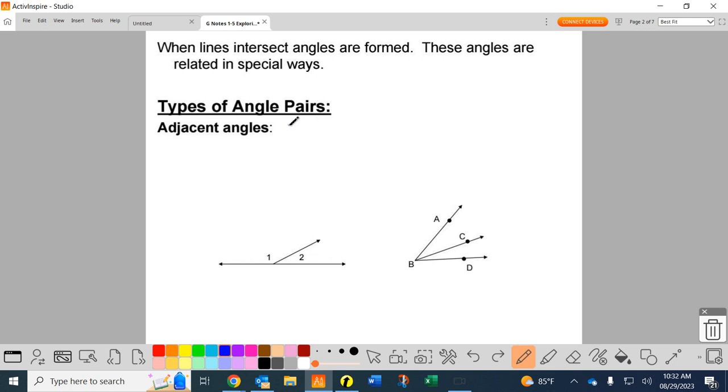This is going to be two angles that share a common vertex and a common side. Common vertex and a common side. A common vertex and a common side.